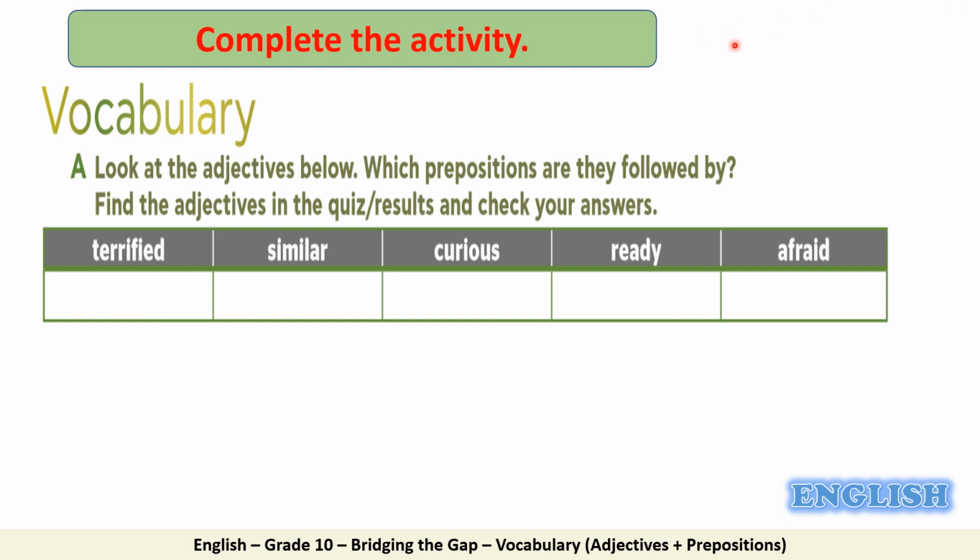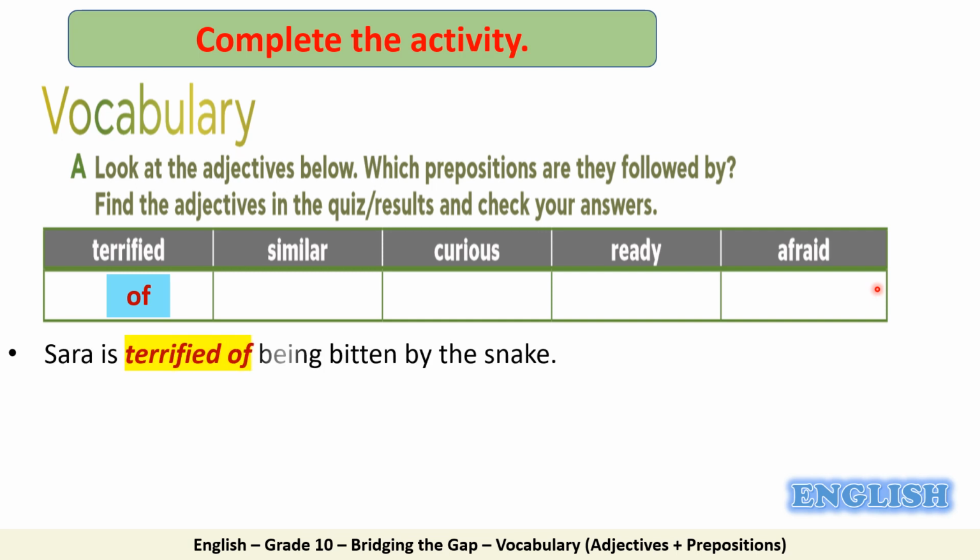Alright students, now it's time to check your answer. Let's see which preposition follows the adjectives along with a sentence for each justifying your answer. Terrified of. Let's see the example here. Sarah is terrified of being bitten by the snake.